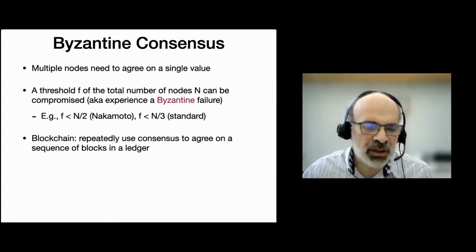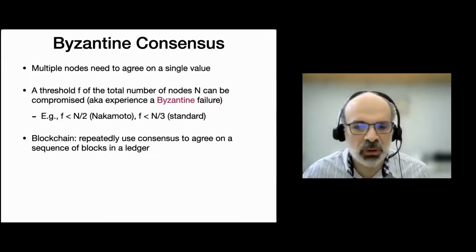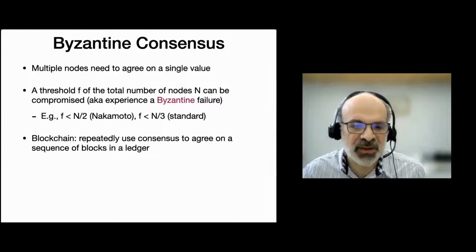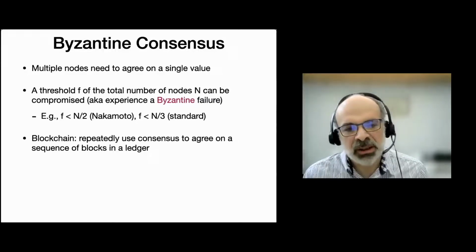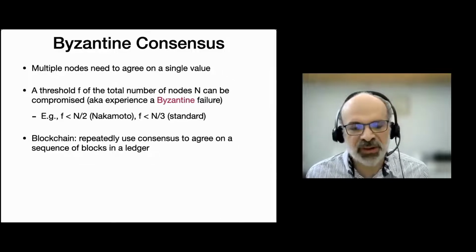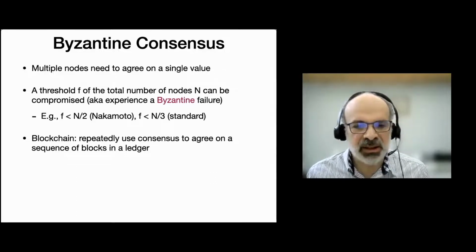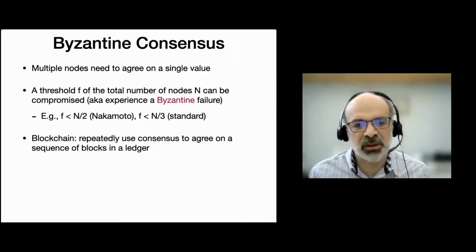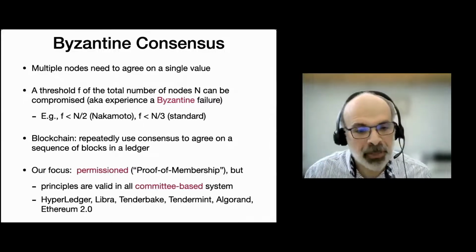So a blockchain operates by repeatedly applying consensus to agree on a sequence of blocks in a ledger. In the context of a blockchain, there are, say, multiple blocks that are competing to be the next block, say block number 20 in the blockchain. And the idea is that consensus would guarantee that only one of these competing blocks is going to win and become block number 20.